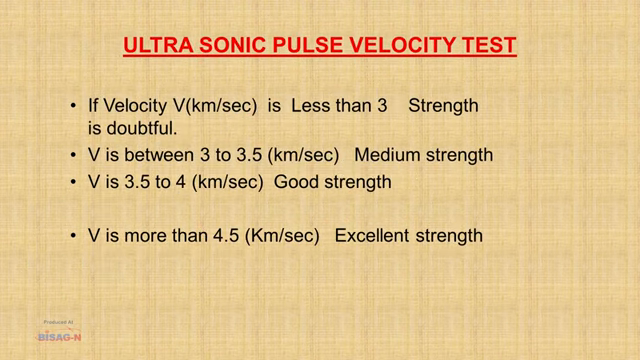If the velocity V recorded by the apparatus is less than 3 km per second, the strength of concrete will be doubtful. If velocity is between 3 to 3.5 km per second, then strength will be medium. If velocity is between 3.5 to 4 km per second, strength will be good. If velocity is more than 4.5 km per second, strength will be excellent.